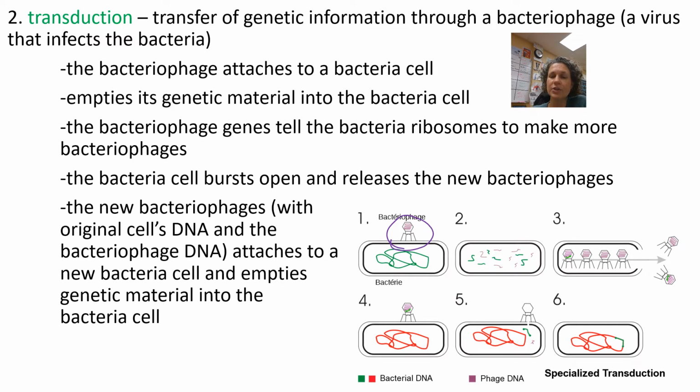Now in the second picture, you see the green and the kind of purple squiggles right there. The genes, the purple genes in this case, tell the bacteria ribosomes to make more bacteriophages. So it essentially just makes copies of itself. Eventually the bacterium cell gets so full of these copies that it bursts open and releases these new bacteriophages into the environment. They have some of the original cell's DNA, plus their own viral DNA. They attach to a new bacterium cell and empty their genetic material in there, and the process starts again.